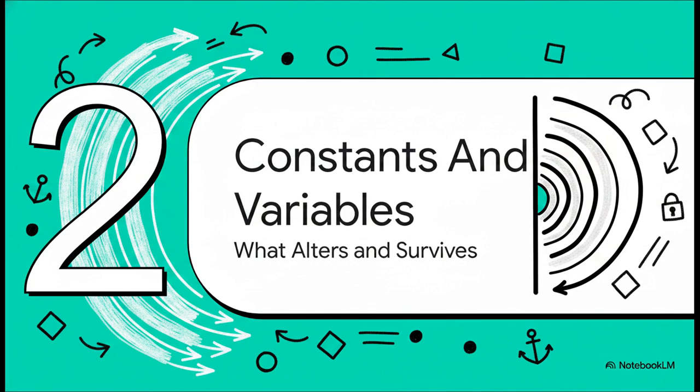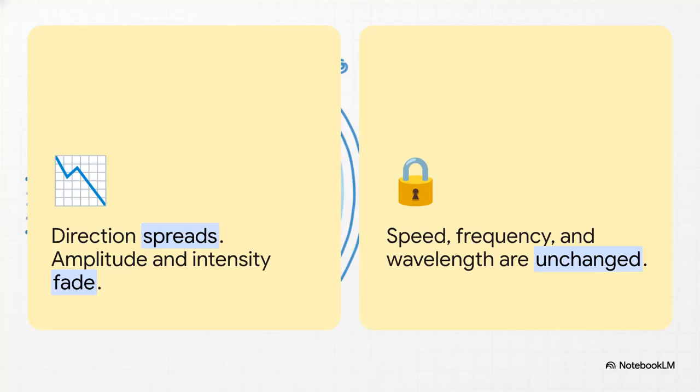Moving right along to section 2, constants and changing variables. Let's look at what alters and what survives. Now this is a crucial dichotomy for your exams. You've got to understand the strict split between variables and constants. Take a mental screenshot right now. The variables, meaning the things that actually change, are direction and amplitude. The direction spreads out angularly into new territory, and because all that energy is now being stretched over a much wider area, the amplitude and intensity start to fade.